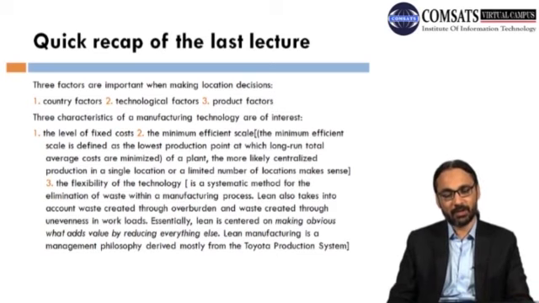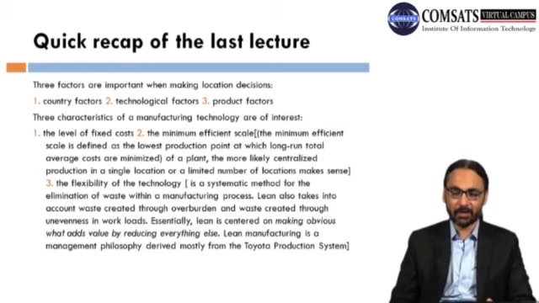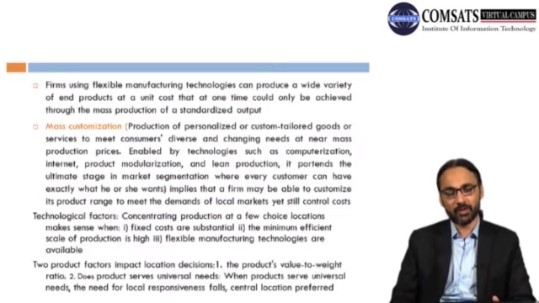Flexibility of the technology is a systematic method for elimination of waste within the manufacturing process. Lean also takes into account waste created through overburden and waste created through unevenness in the workload. Essentially, lean is centered on making obvious what adds value by reducing everything else. Firms using flexible manufacturing technology can produce a wide variety of end products at a unit cost that at one time could only be achieved through mass production of a standardized product.